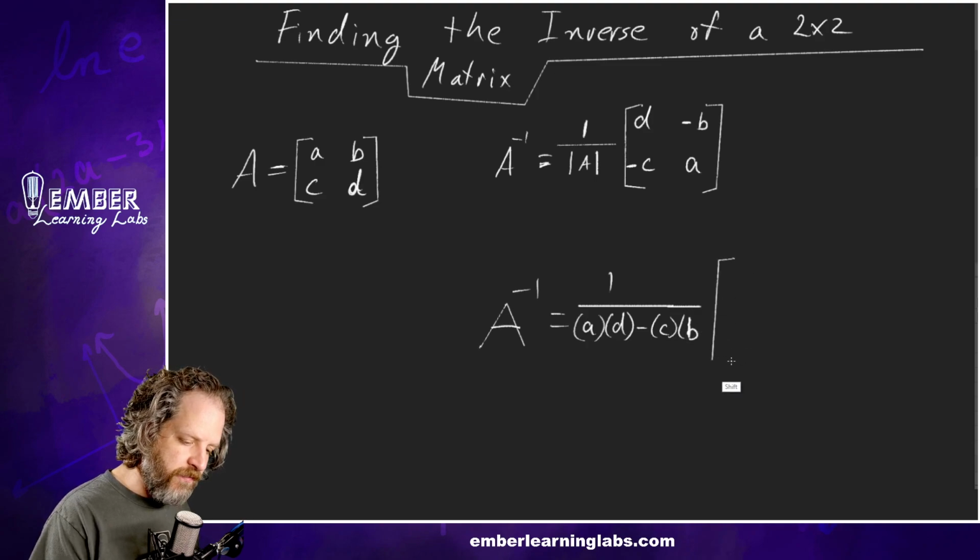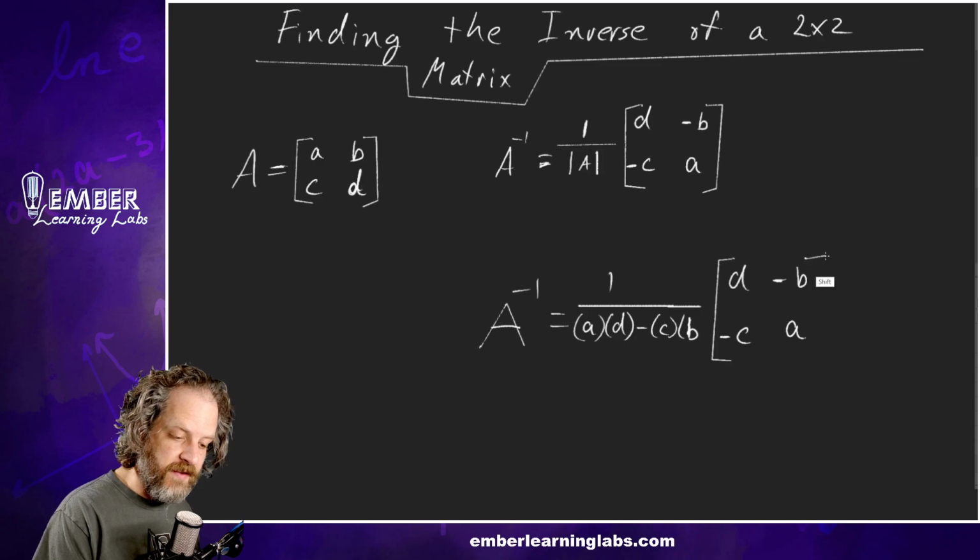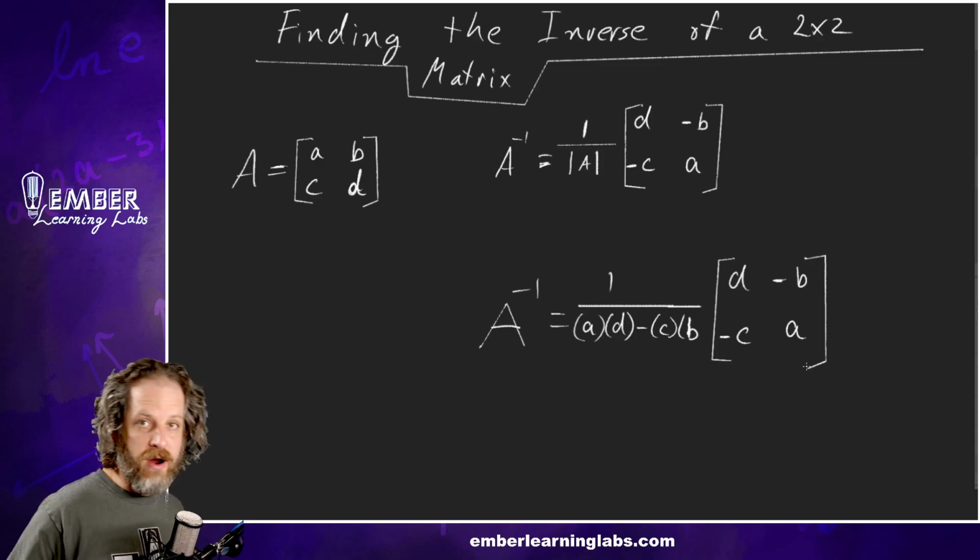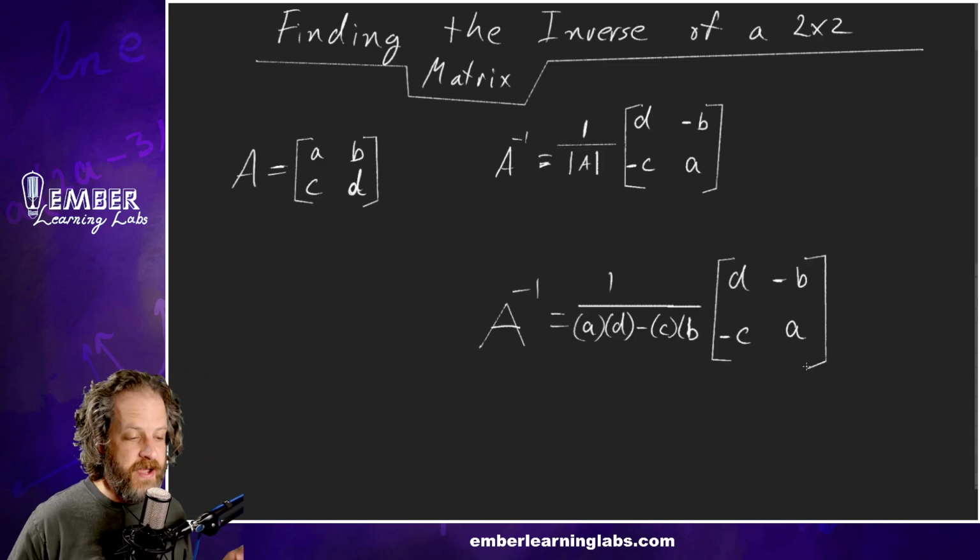And again, we're flipping the direction of the down diagonal, so D and A, and then flipping the sign of the up diagonal, C and negative B, or the opposite of them if you prefer that wording. That is probably a better wording.